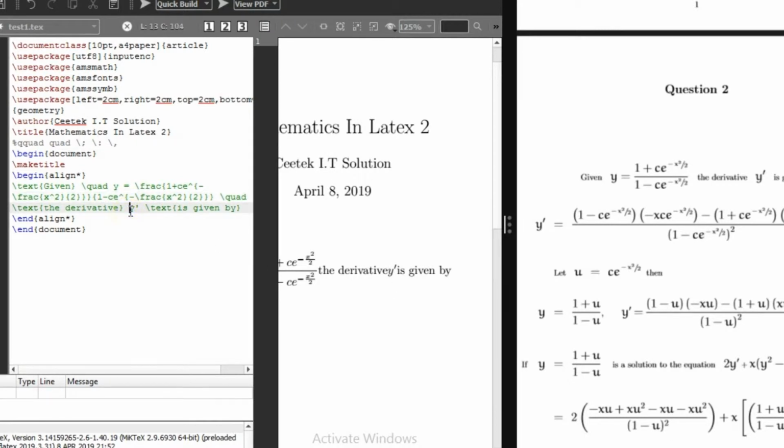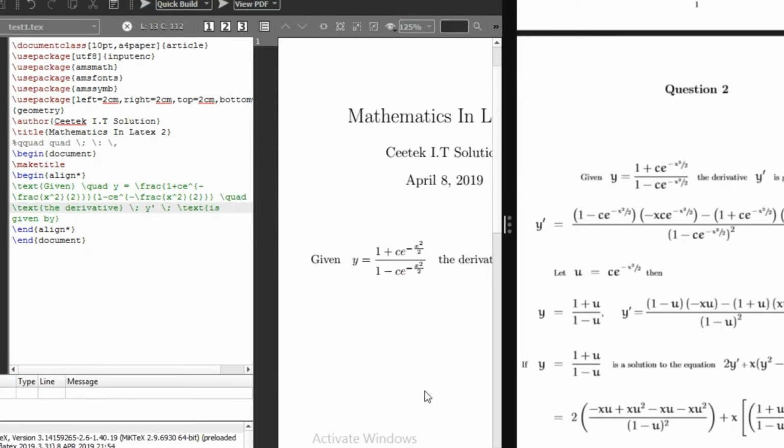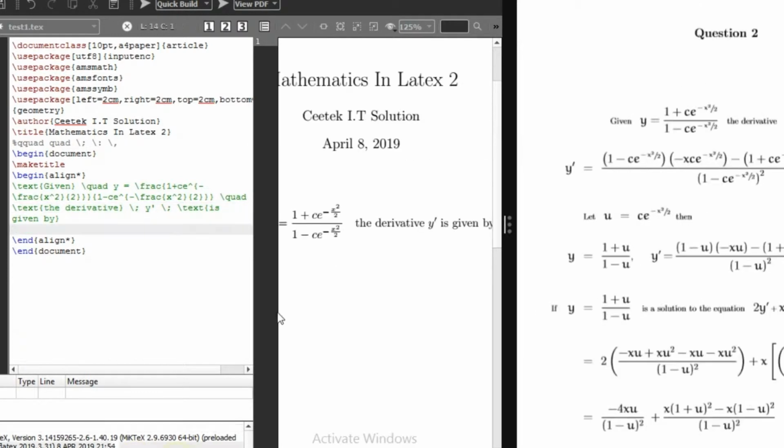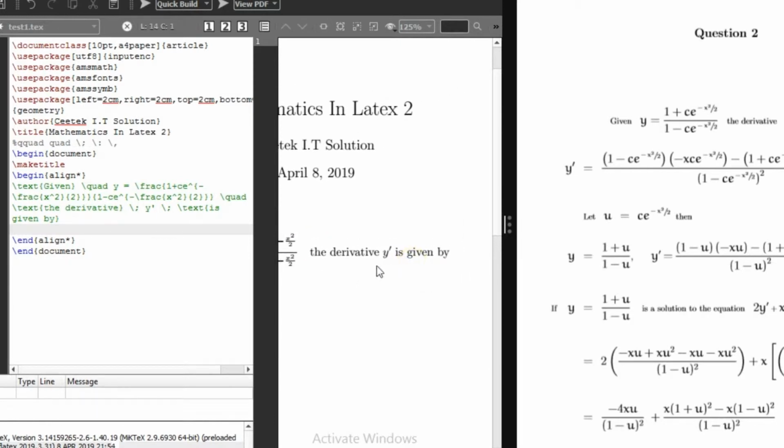So for that I'm going to use the backslash and the semicolon, and then here too backslash and semicolon, right? Okay, so let's compare this and see the output. Okay, so you can see given. Alright, so you can also see that we have some spacing after the expression, right here, and with the y we have some small spacing around it. Okay, so you can use this spacing to make your work really neat.